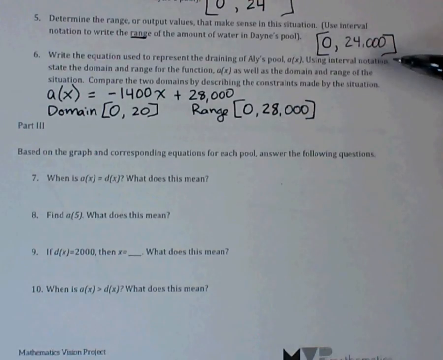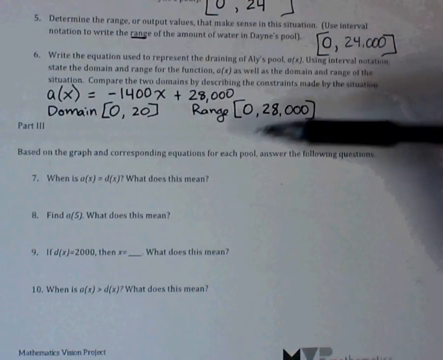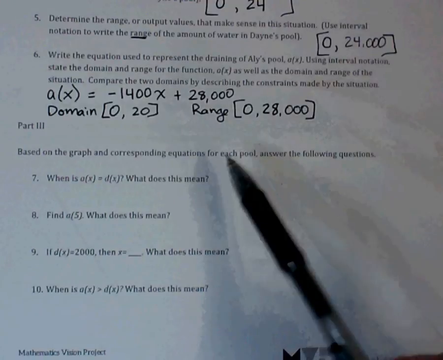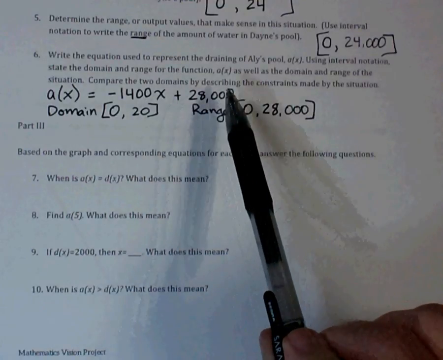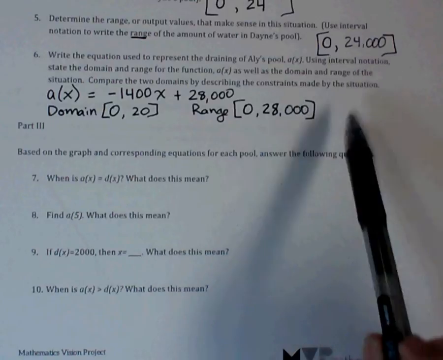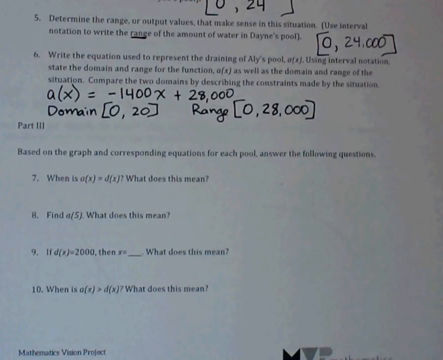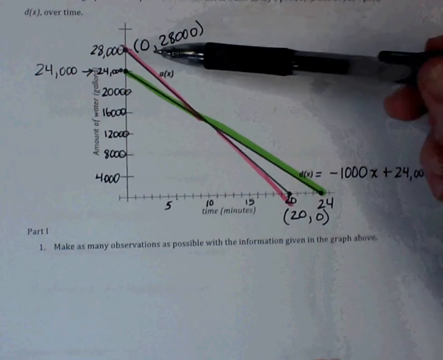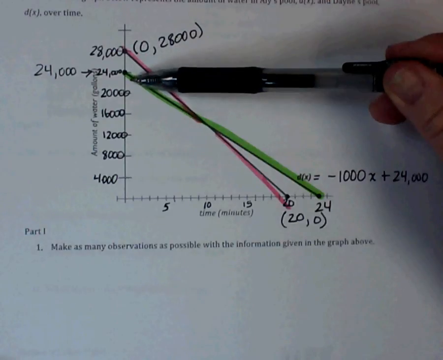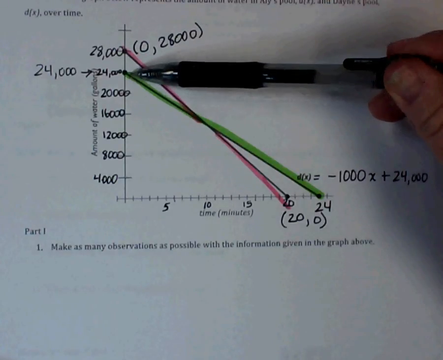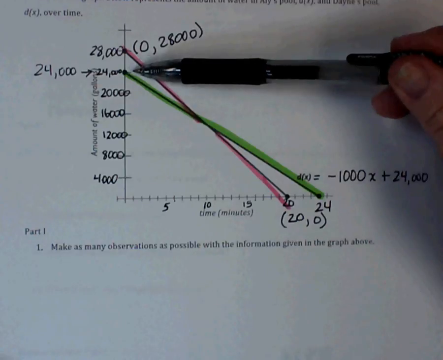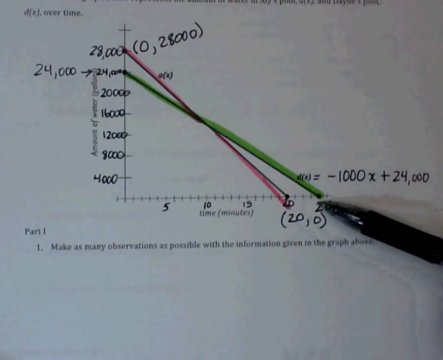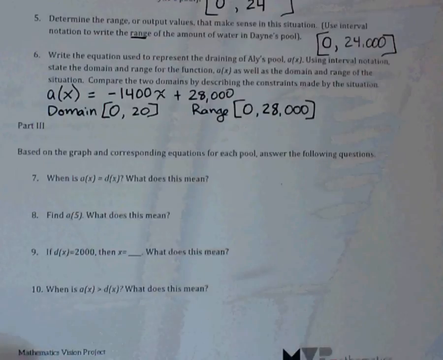Okay, and I want to point out something that it's asking here. It's asking you to compare the two. And then it says, compare the two domains by describing the constraints by the situation. The situation is the story. We always want to come back to the story because it's something to hook our brain on. The constraints of the story are how much water is in each pool. And the pump pumps obviously at a different rate. So that's a constraint, and it lets us know how many minutes are involved. So that's all they're asking you about there.